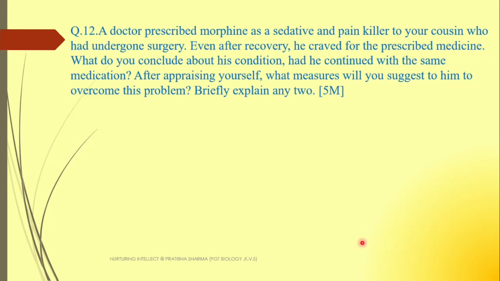Let's do the questions related to the topic. Question number 12. A doctor prescribed morphine as a sedative and painkiller to your cousin who had undergone surgery. Sedative means something that induces sleep, a depressant, and a painkiller.